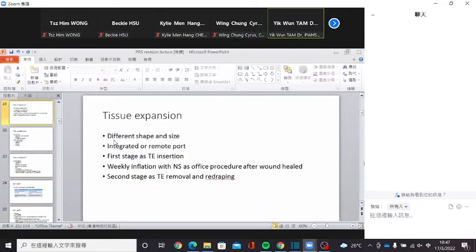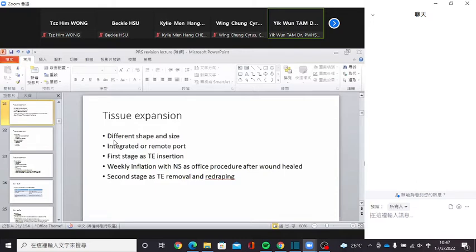So eventually, the skin will increase in its surface area. So it could be used to rehydrate after excision of some skin lesion or unwanted scar. So this tissue expander comes in various shape and size. They could have integrated or remote injection port.